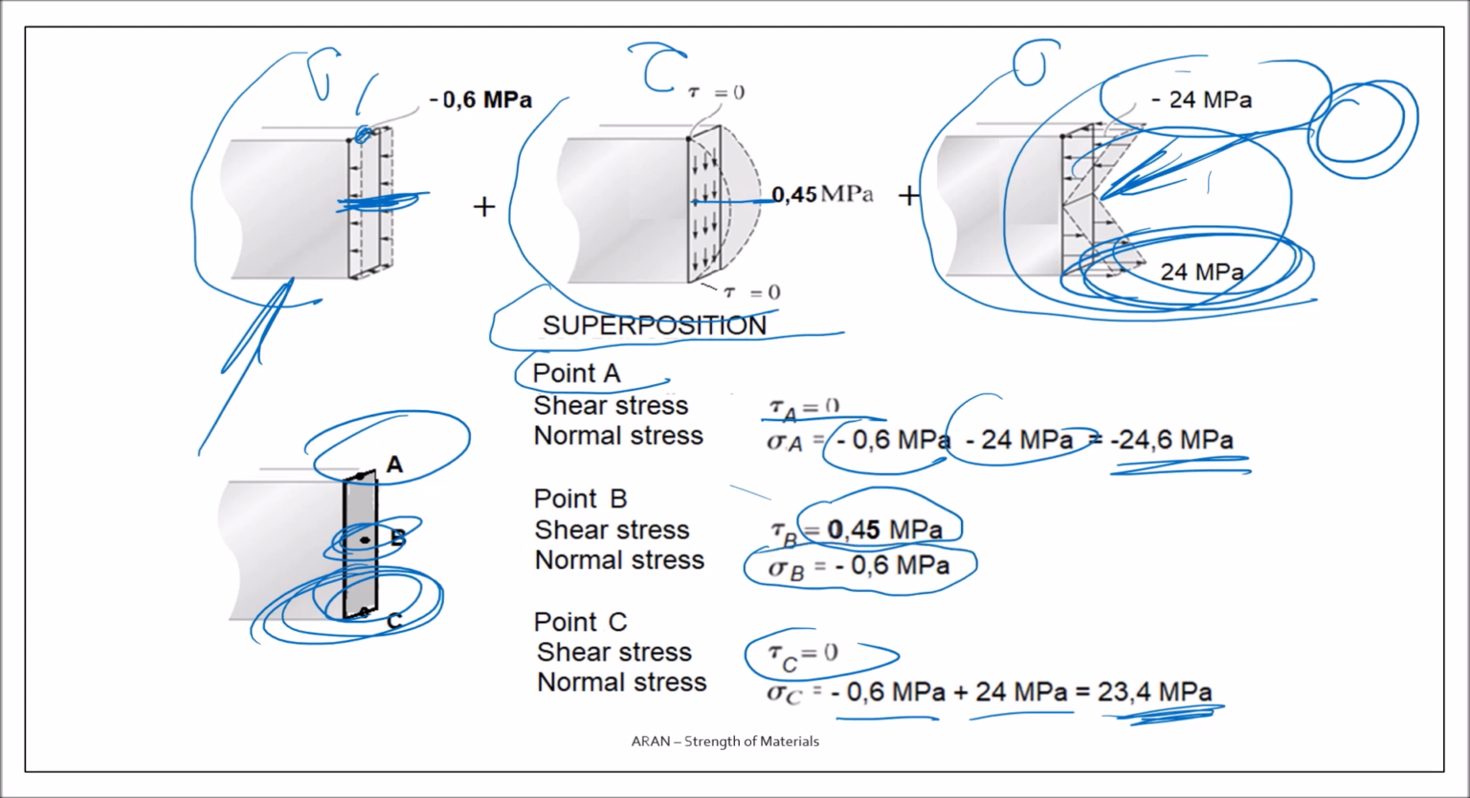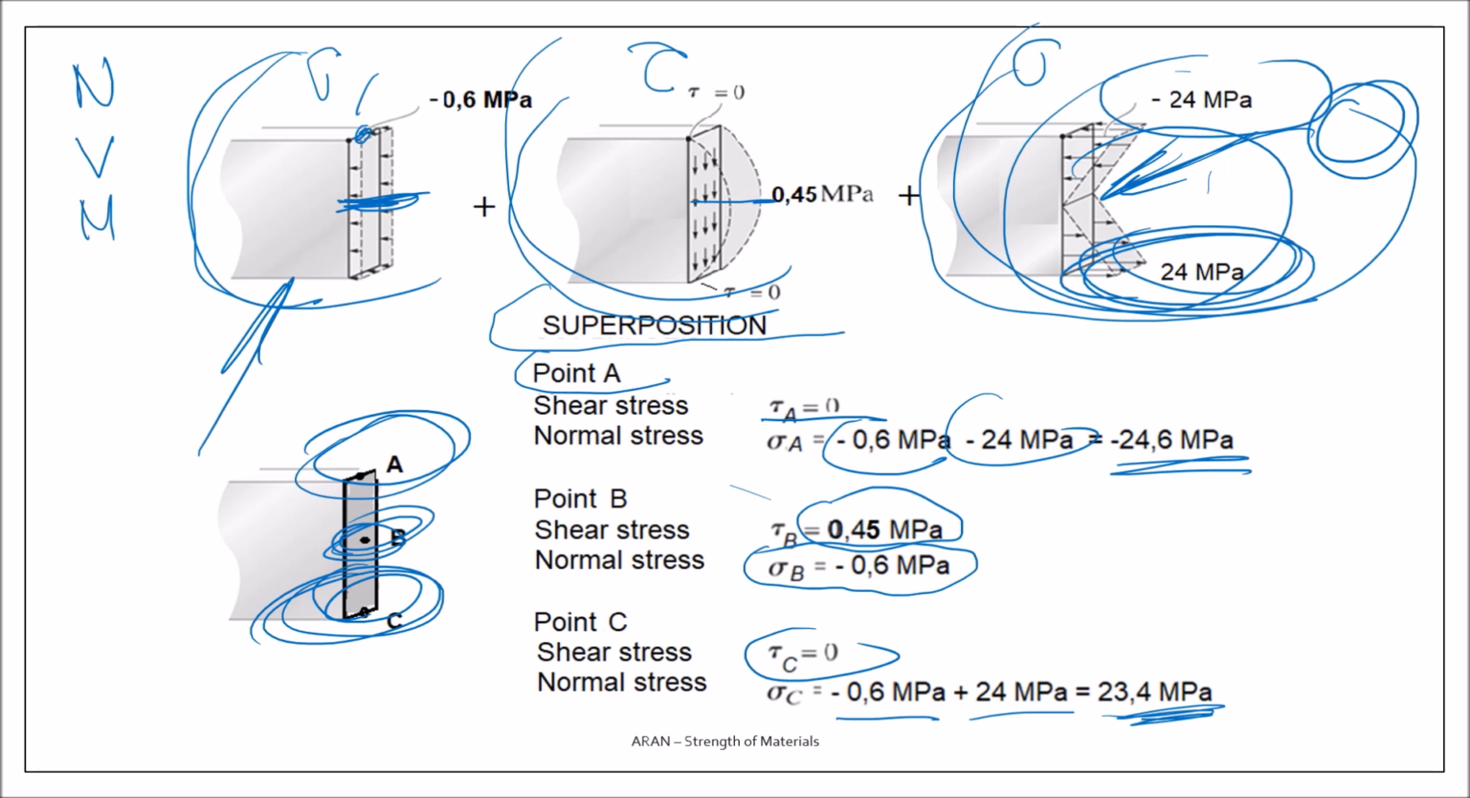So, in summary, what did I do? I first found the forces. They were a normal force, a shear force, and the bending moment. Then I found the stress distribution separately, and then for the points I'm interested in, I made the superposition and found the stress state.